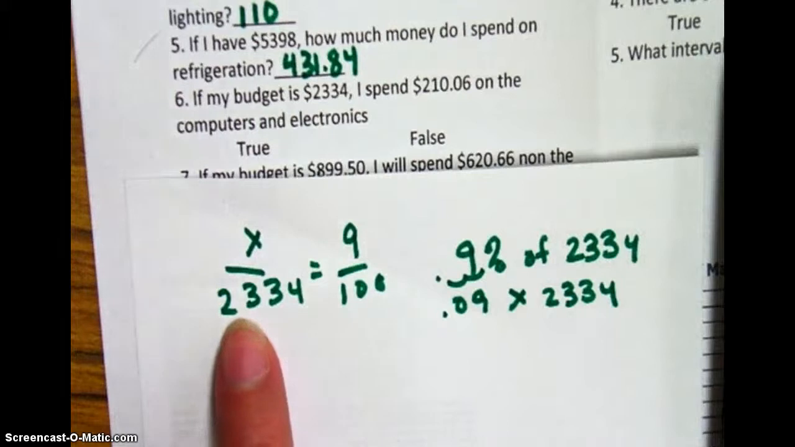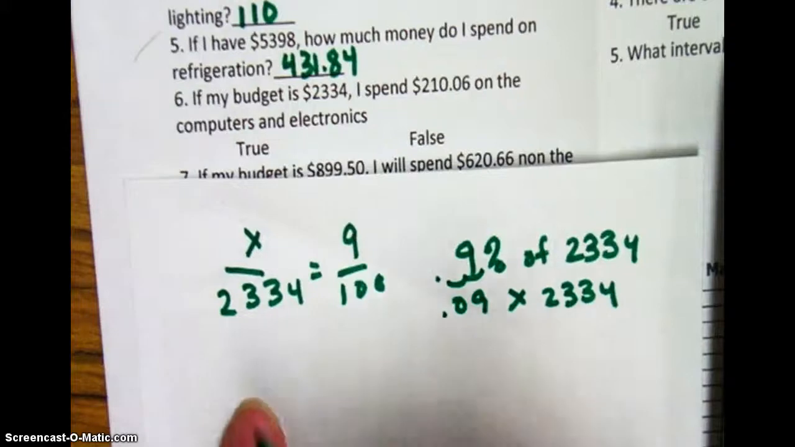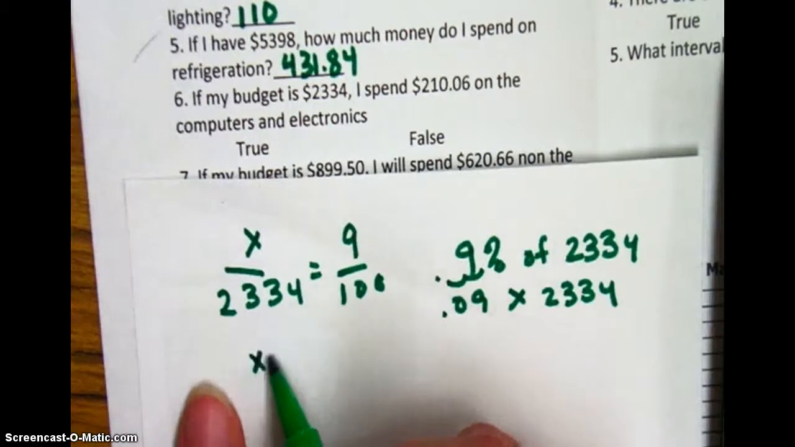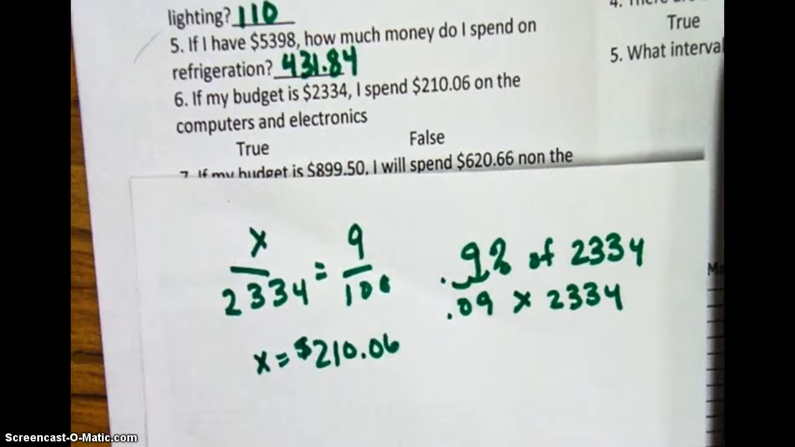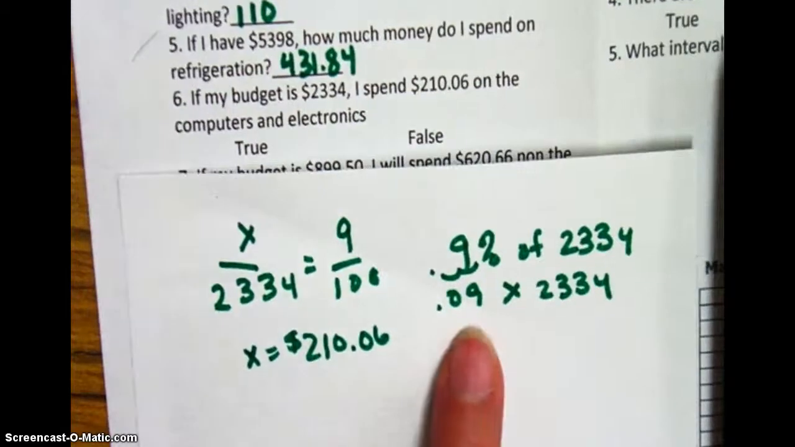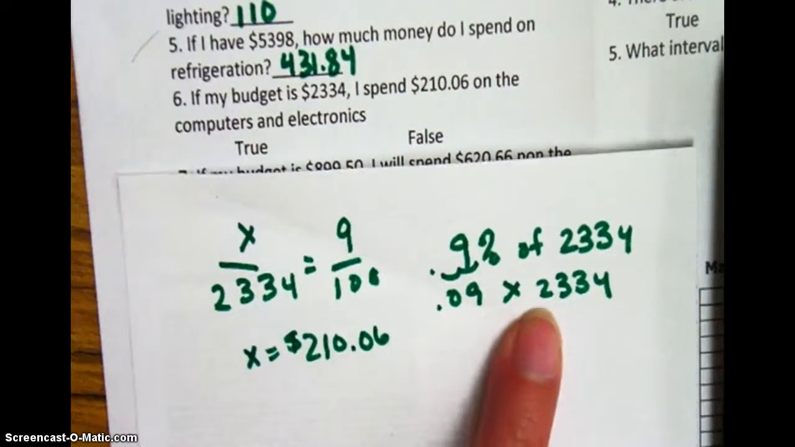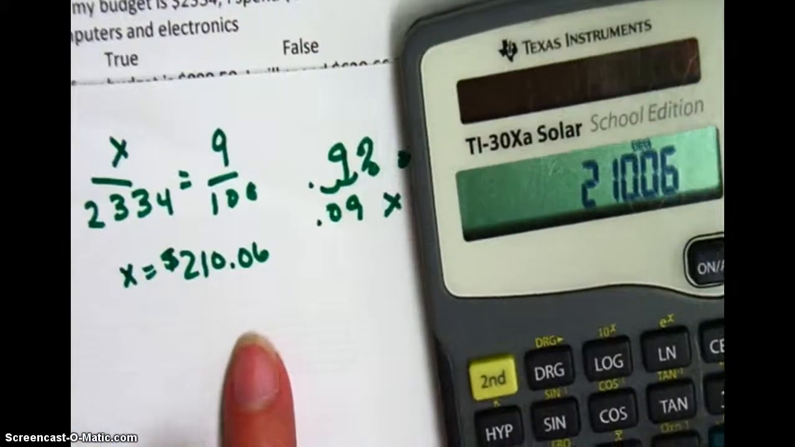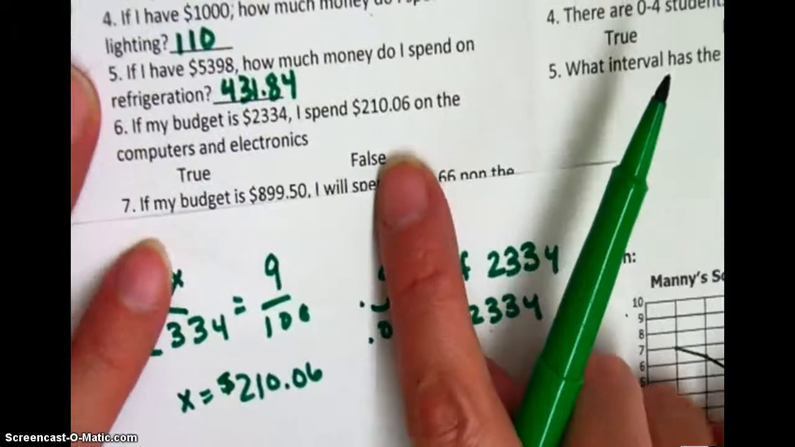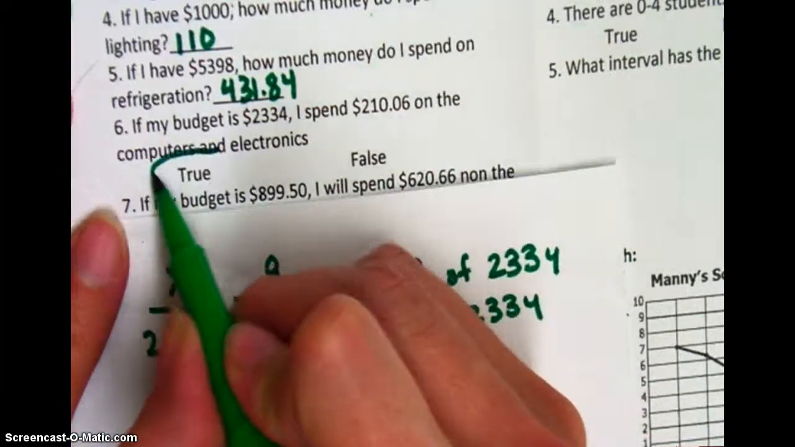So on this one, I'll cross multiply and divide, 2,334 times 9 divided by 100, and that gives me x is equal to $210.06. If I do it this way, 0.09 times 2,334 is also $210.06. So true or false? This one would be true.